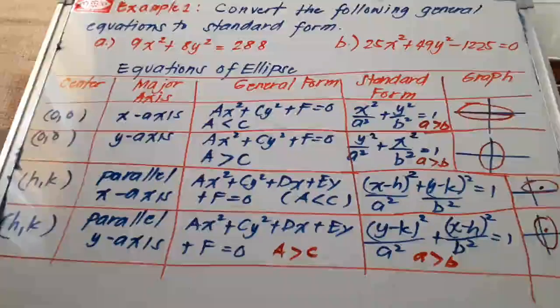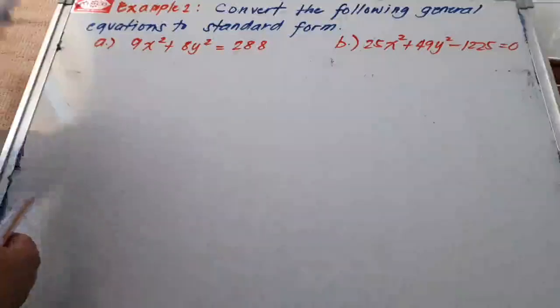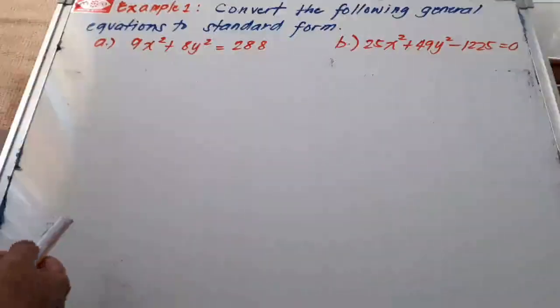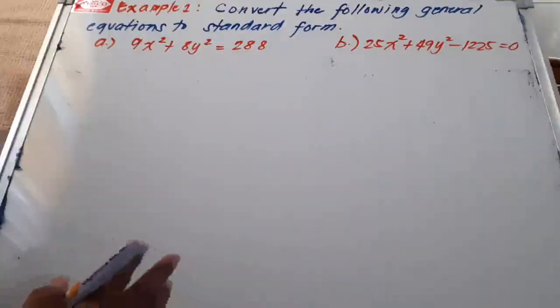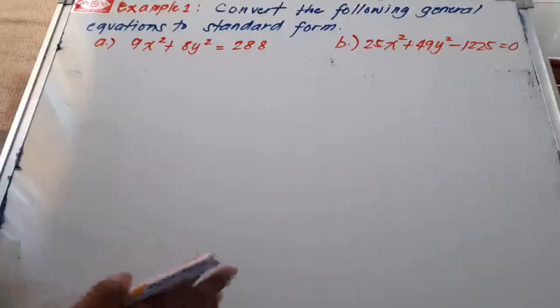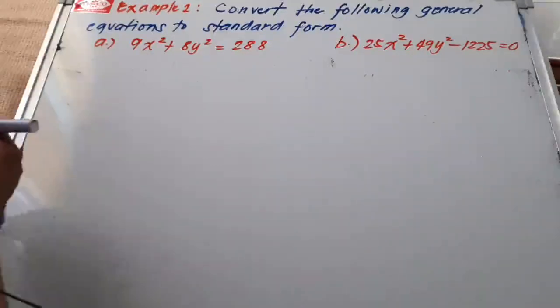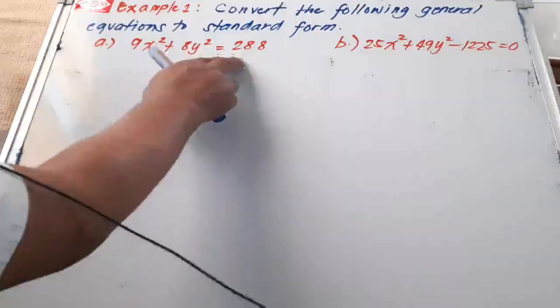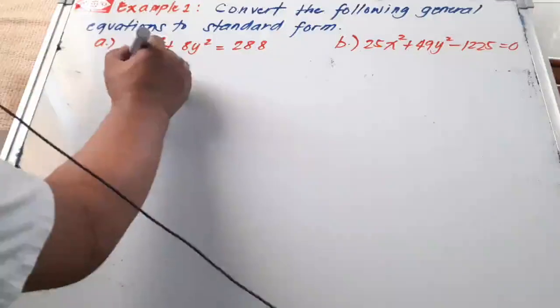So letter A muna tayo. So we have here example number 1, 9x squared plus 8y squared equals 288. Okay? So, what we're going to do is we're going to convert this general equation to standard form. Kapag nilagay natin yon sa standard form, remember, standard form yung right side of the equation is equated to 1. Okay? So, anong gagawin natin para ma-convert natin sa standard form? So, kailangan maging 1 daw yung right side. So, I'm going to divide all of the terms by 288. So, that will be the first step.